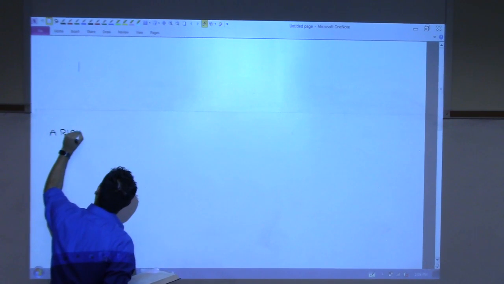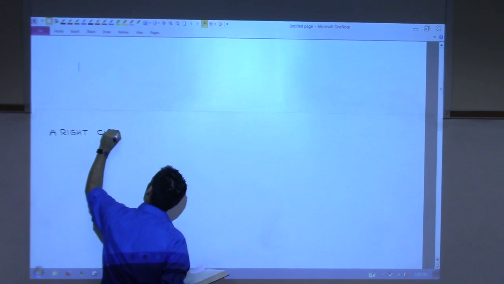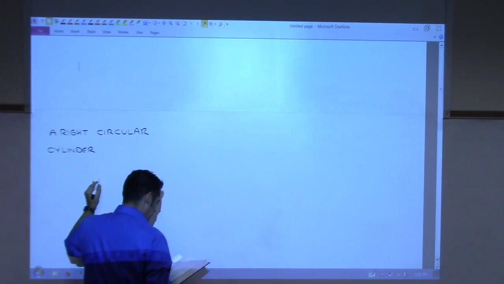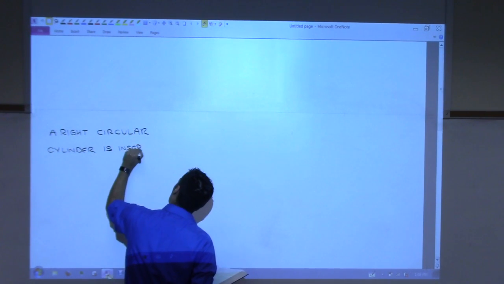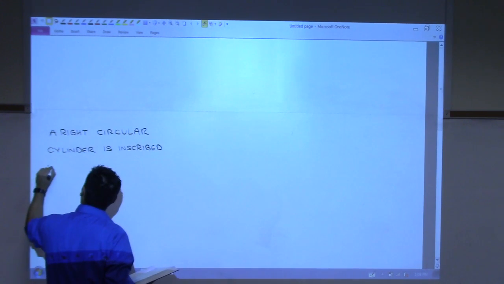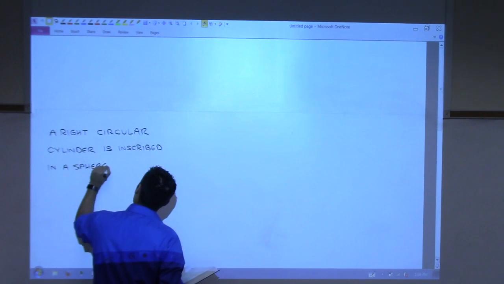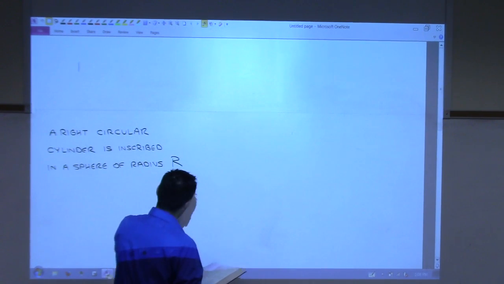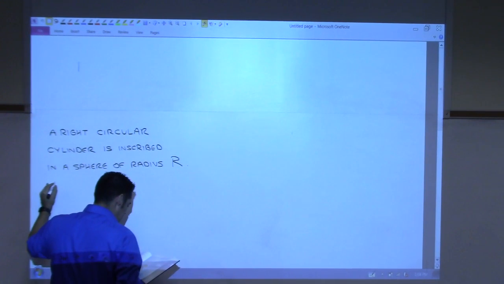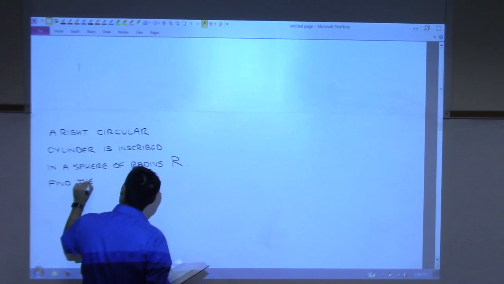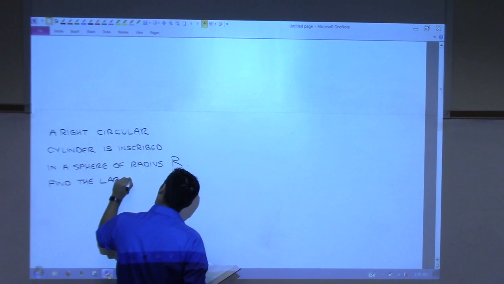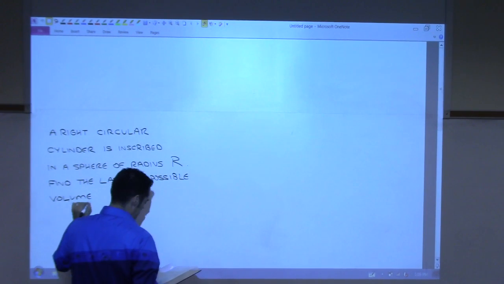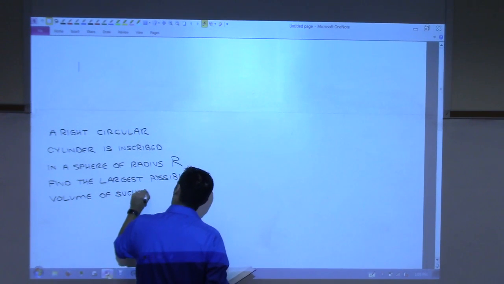A right circular cylinder is inscribed in a sphere of radius capital R. Find the largest possible volume of such a cylinder.